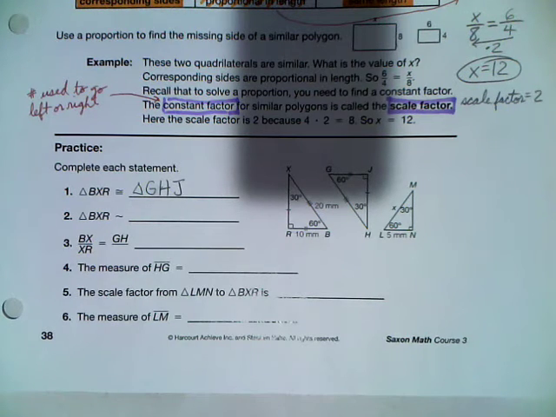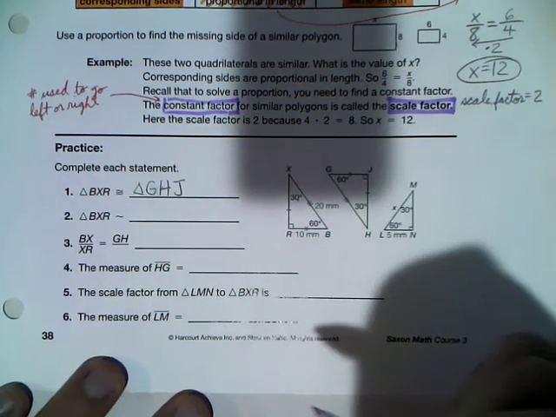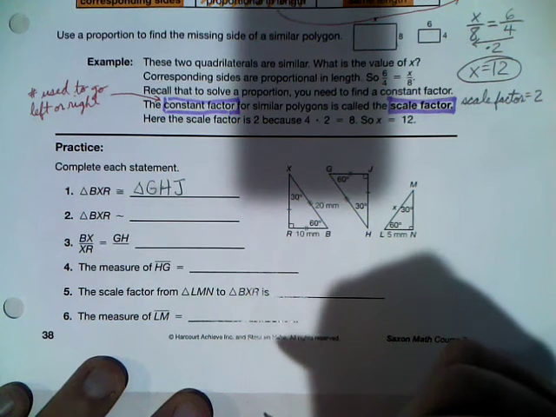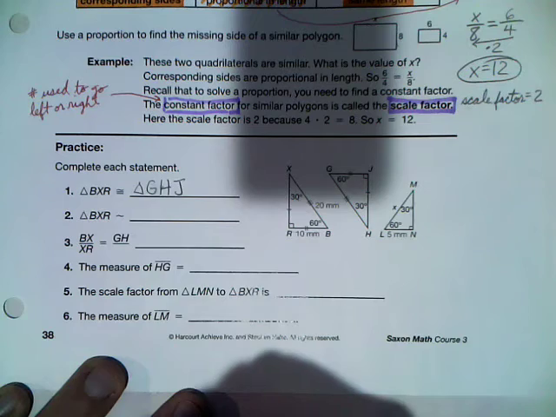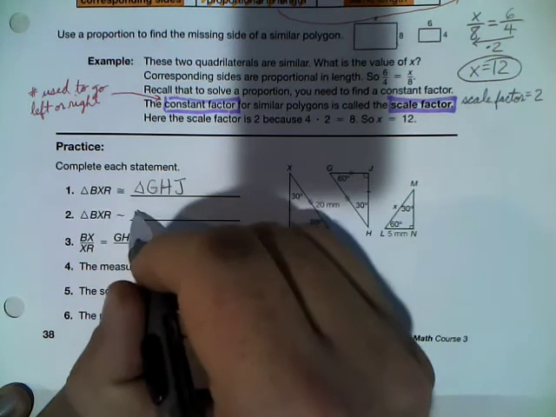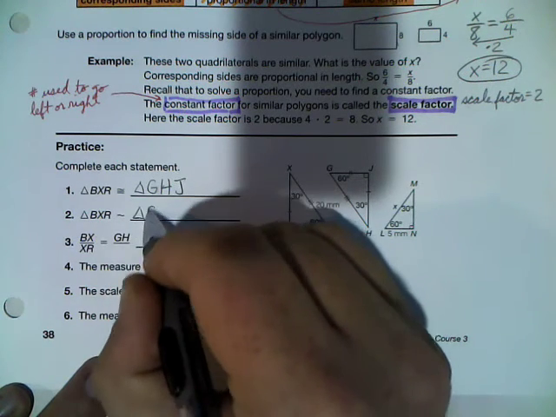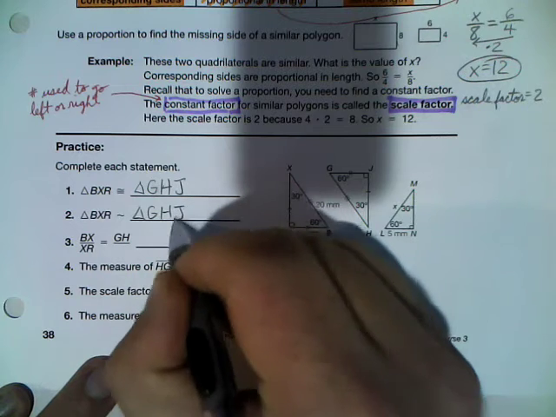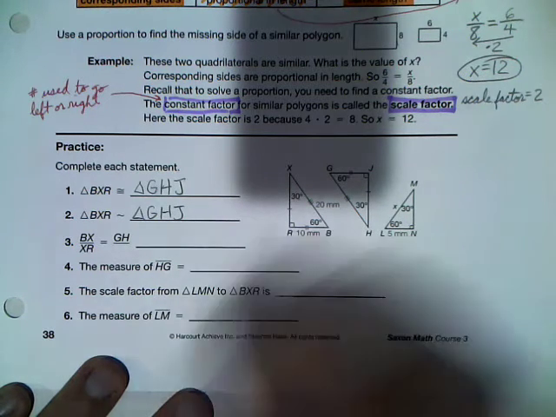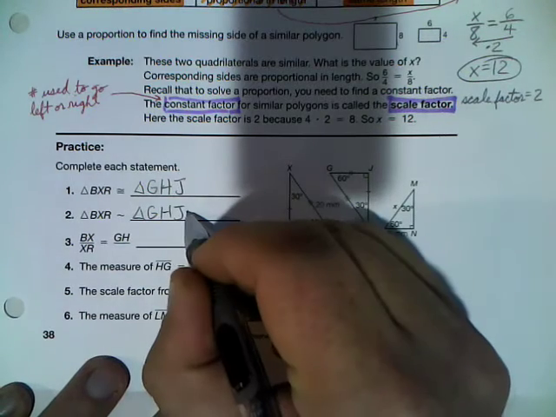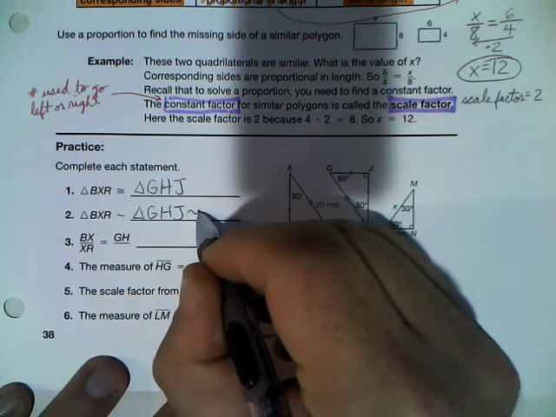So for number 2, triangle BXR, well, first of all, we know that all 3 of these triangles are similar. They all have the same shape. They all have corresponding angles that are equal. So I know triangle BXR is similar to triangle GHJ, but it is also similar to this little one over here. So I'm going to add another similar statement.